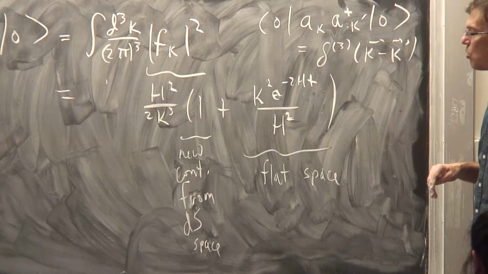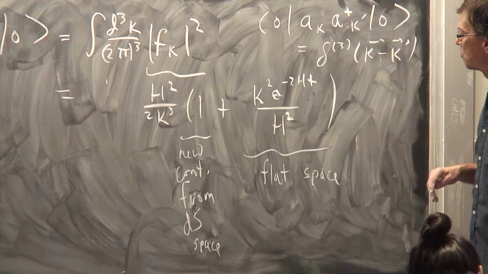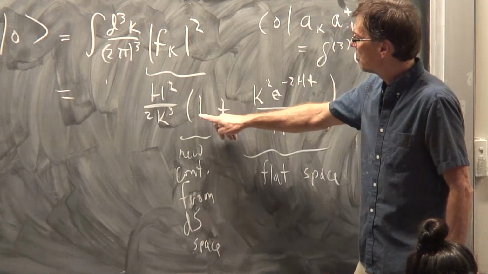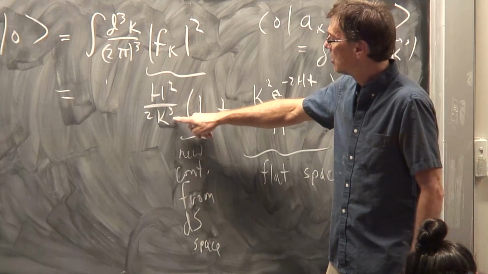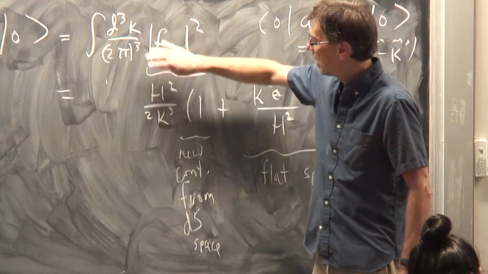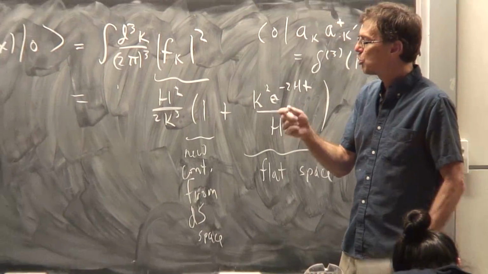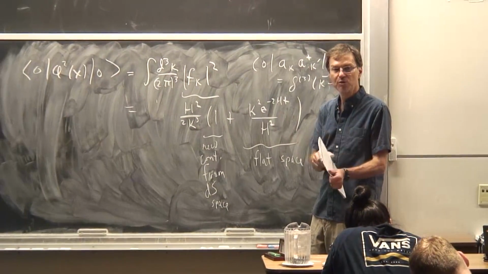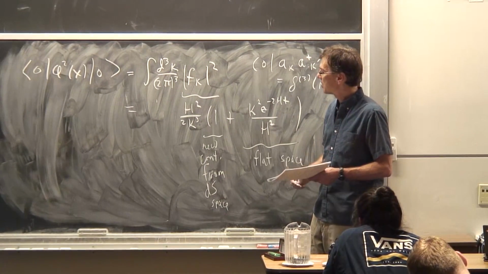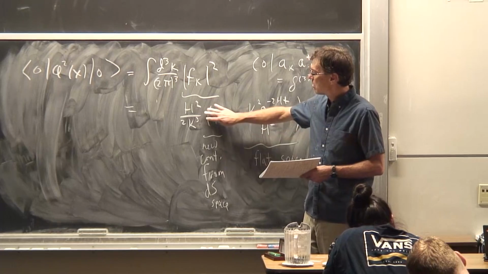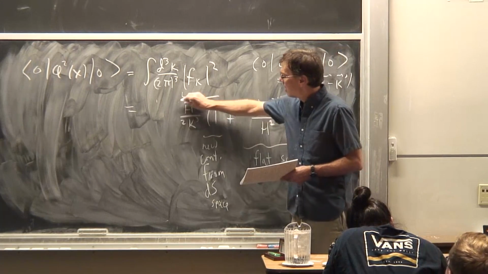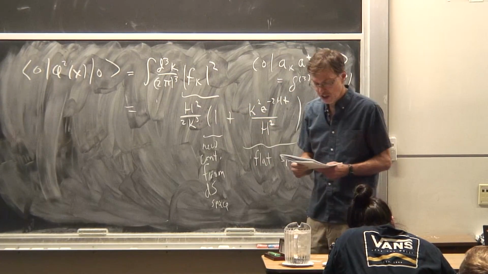It's a divergent quantity that you get from Minkowski space. But the other one is scale invariant, in the sense that we have the integral d3k over k cubed. So we're getting equal power contributed by every logarithmic interval of k. And that's what we really mean by a scale invariant spectrum. And it's going as H squared.